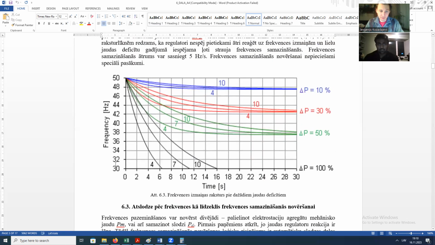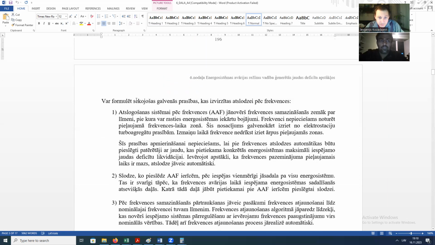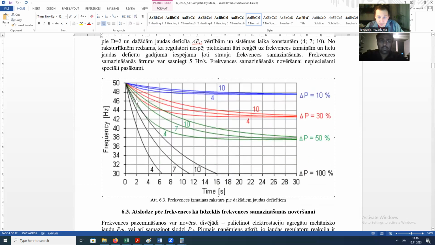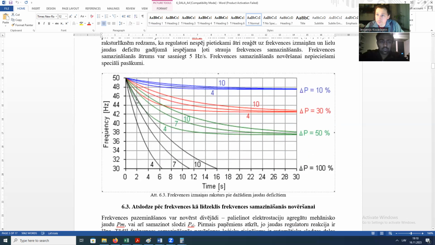In this case, yes, we will reach 45 degrees in 2 seconds. Yes, if we have this deficit of 50 hertz, it means that we have only 2 seconds to deal with the deficit. Otherwise, we will lose all the generation as well. How could we deal with it?